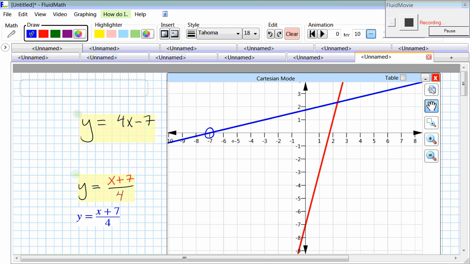So what would be the coordinates for that point right there? -7, comma, 0. You guys agree with that? Okay, now, what are the coordinates for this point right here, the inverse function? 7, comma, 0. Okay?